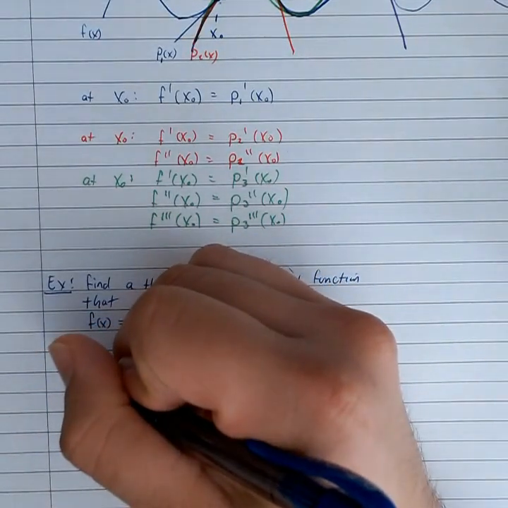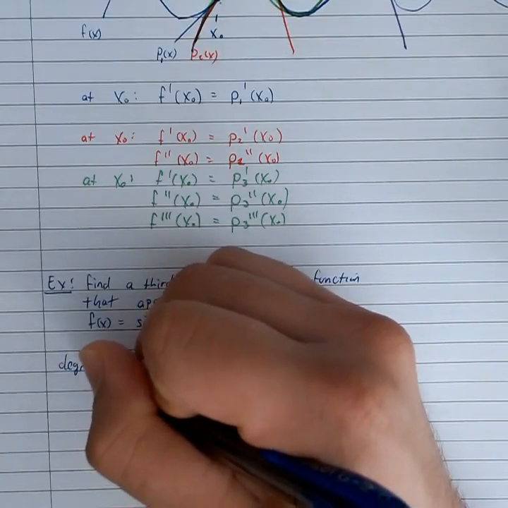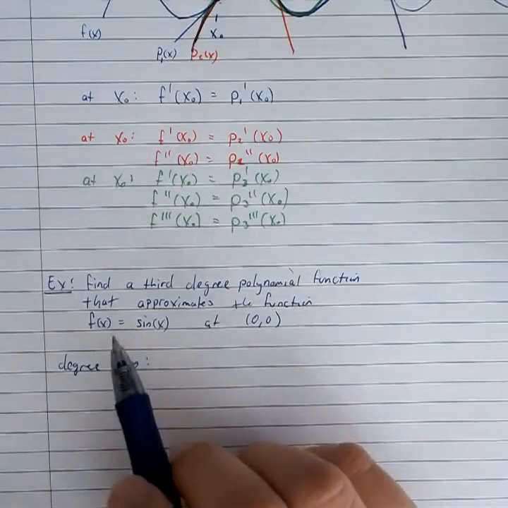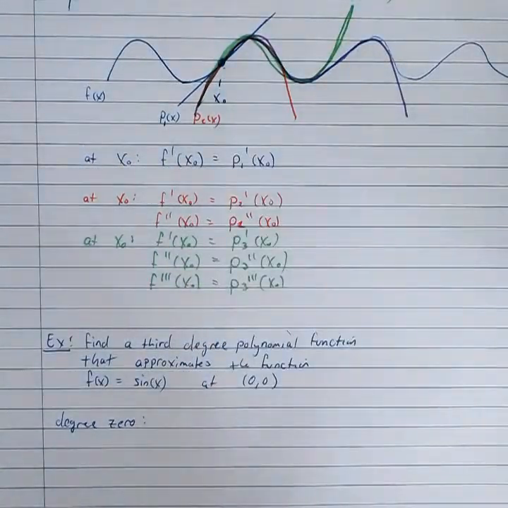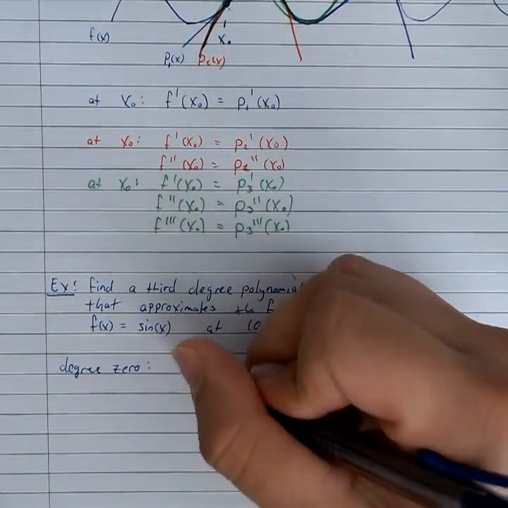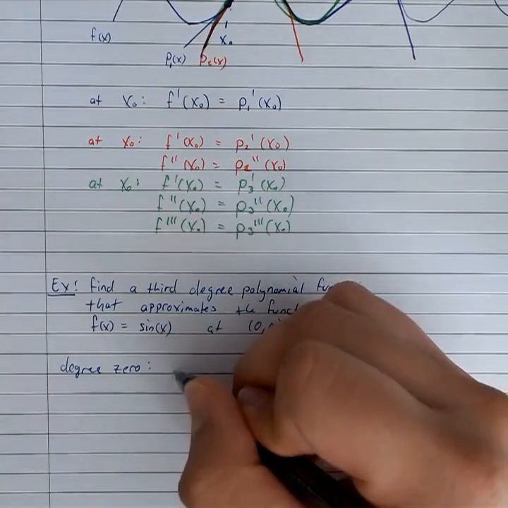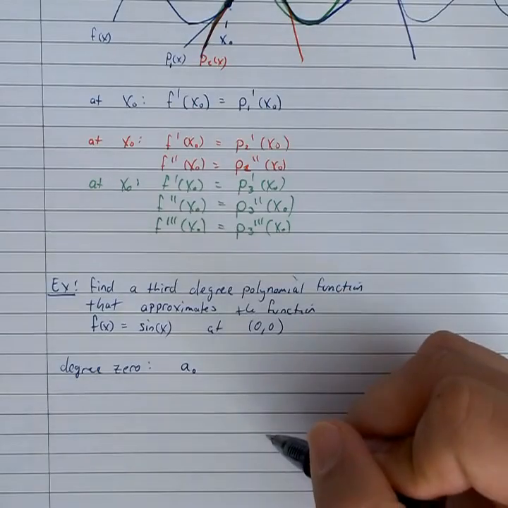So if I have the polynomial of degree 0, then that's just going to be, oh, I just want to make sure that my point is the same as my function at that point. Okay, so here, notice I'm plugging in 0 right here. So that's just going to be a constant, a sub 0.